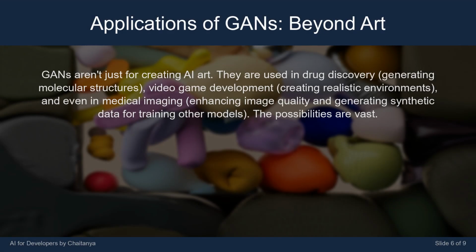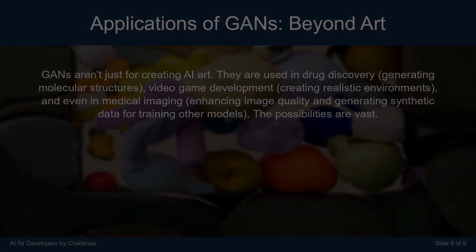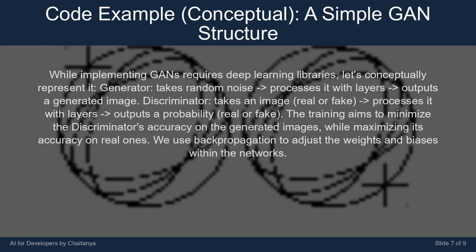GANs aren't just for creating AI art. They are used in drug discovery, generating molecular structures, video game development, creating realistic environments, and even in medical imaging, enhancing image quality and generating synthetic data for training other models. The possibilities are vast. While implementing GANs requires deep learning libraries, let's conceptually represent it.